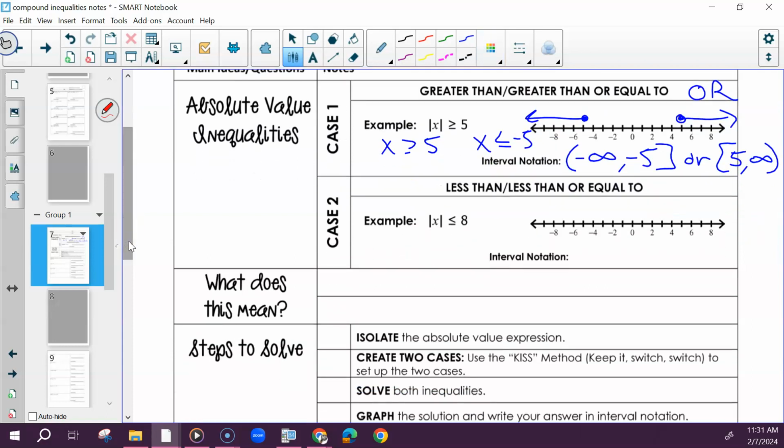Right, so same thing for this one. Drop the absolute value, keep it the same. Then change the direction of the sign and make it negative. Now, because we know that was an or, this has to be an and. Whether you draw all three or just where they overlap is up to you. I'll draw all three.